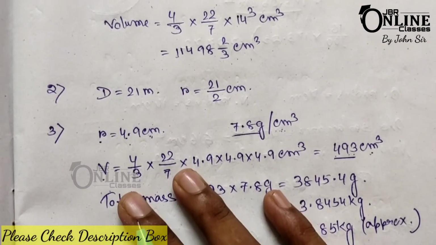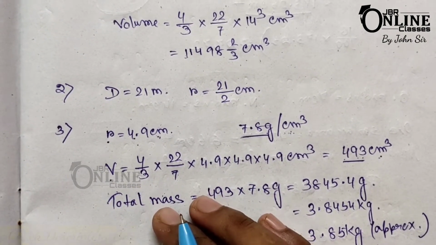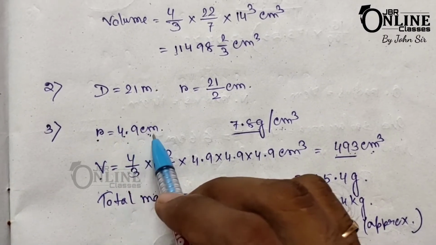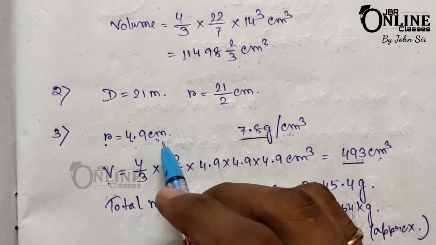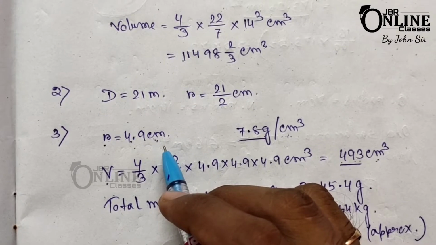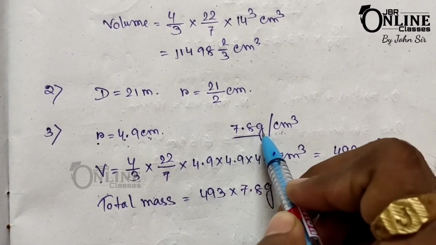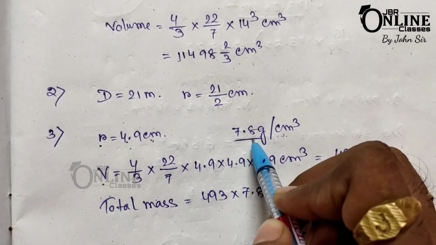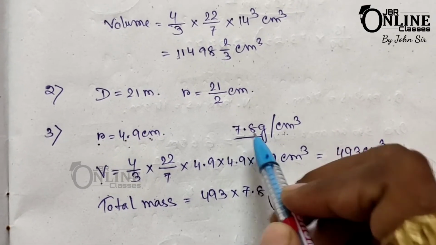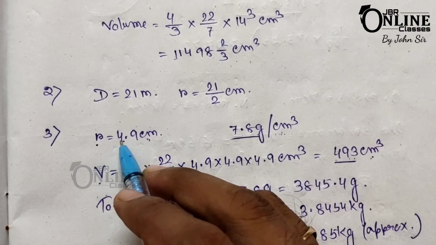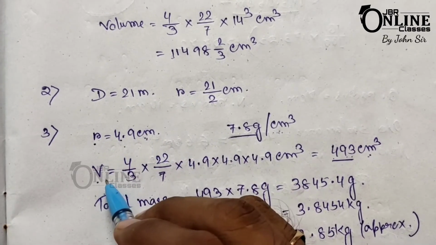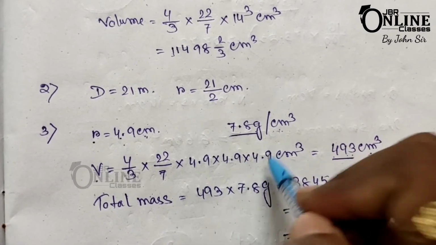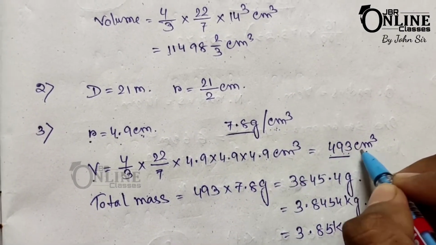Now next one, sum number 3. A shot put is a metallic sphere of radius 4.9 centimeter, and the density of the metal is 7.8 gram per centimeter cube. That is the density. Now we have to first find the volume. As radius equals 4.9 centimeter, volume equals 4/3 into pi into r cube, so that equals 493 centimeter cube.